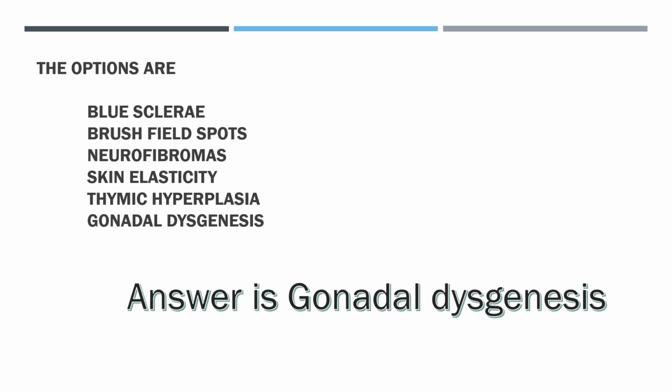Takeaway points. Aortic coarctation in a child with short stature and scoliosis should prompt evaluation for Turner syndrome. And a key associated finding in Turner syndrome is gonadal dysgenesis, due to streak ovaries and lack of estrogen production.